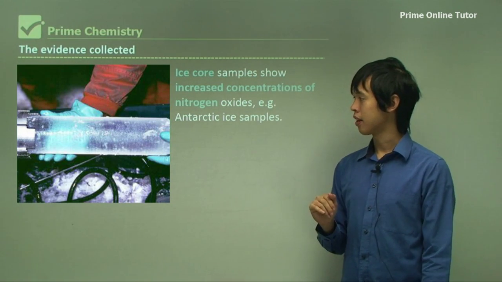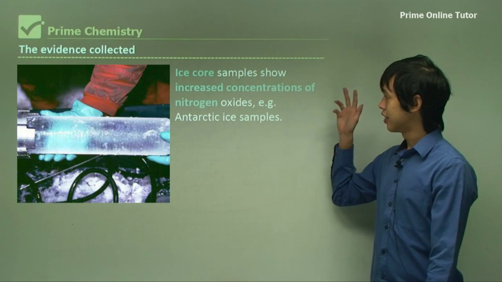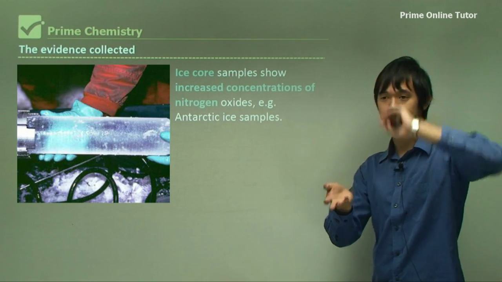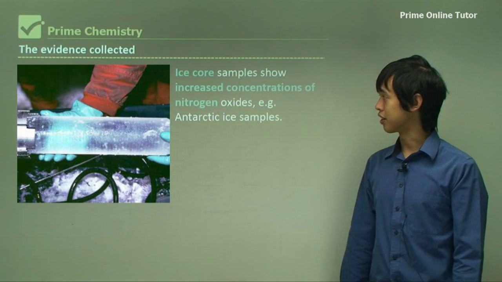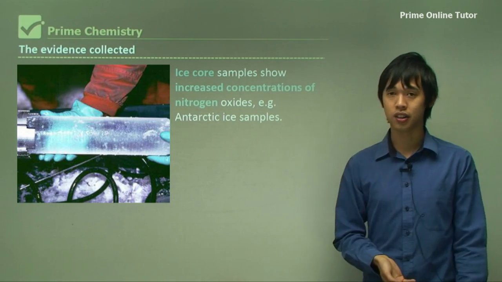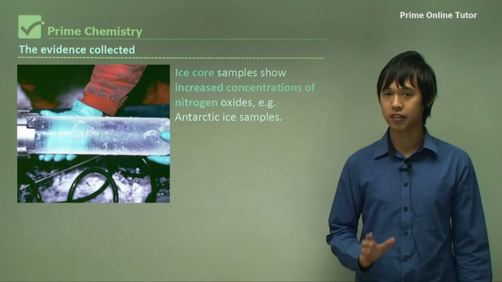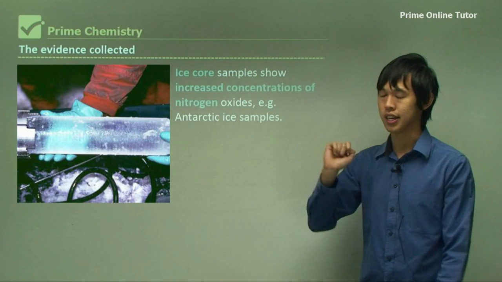And what we've found is that as time goes on, so as we get higher and higher in the ice core to the surface, the nitrogen oxide and sulfur oxide concentrations have gone up. So that's evidence to say that we've been producing a lot of these nitrogen and sulfur oxides.